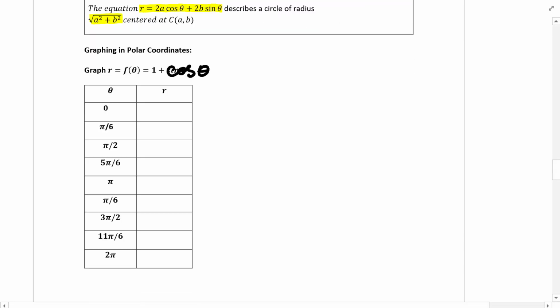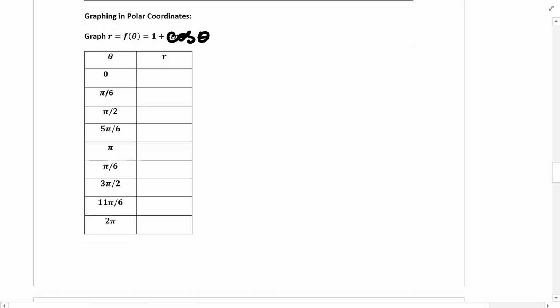So let's continue by graphing in polar coordinates the function r, which is a function of theta, equals 1 plus cosine theta. For that, we'll give some values. So if theta equals 0, r equals 1 plus cosine of 0. We need to know trigonometric functions very well. So cosine 0 equals 1, so 1 plus 1 is 2. So we put 2 here.